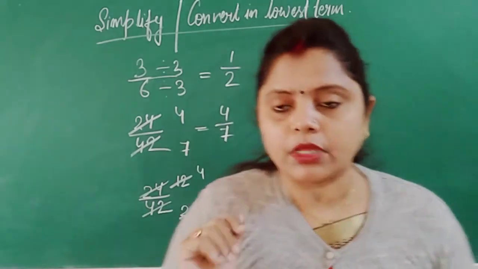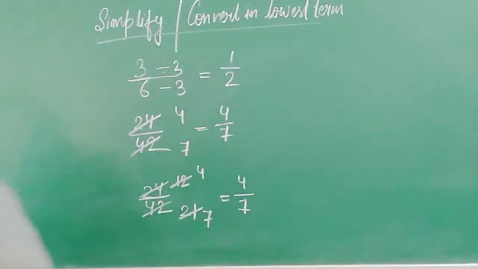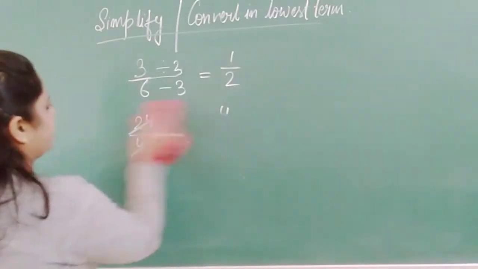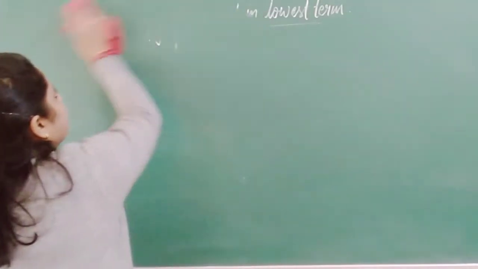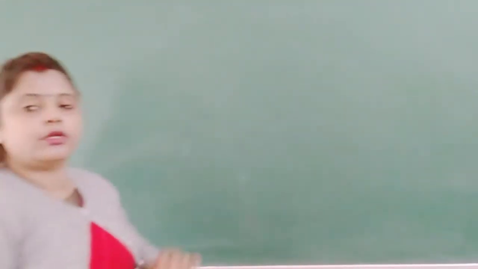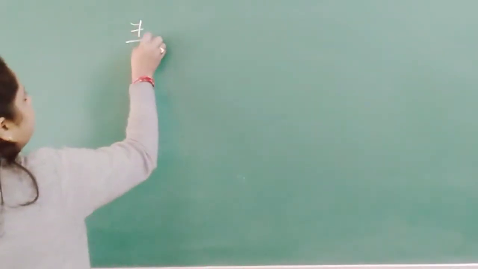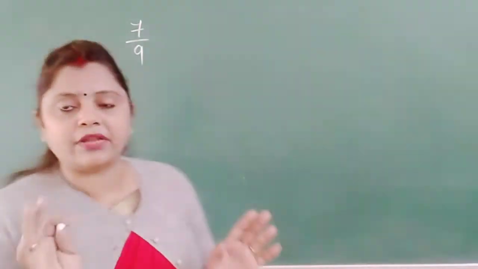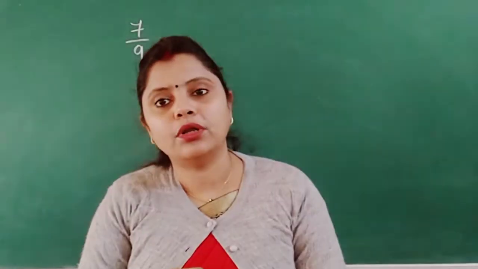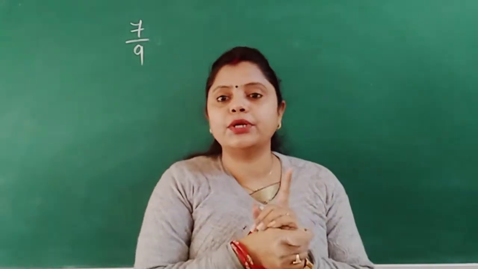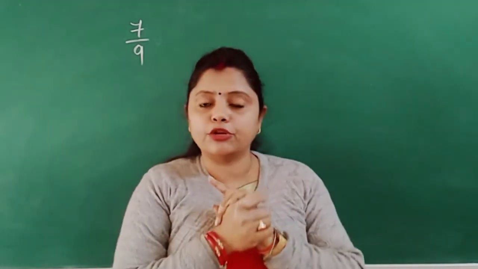This is one thing. Now suppose the question changes. Suppose you are given a proper fraction, and after that you are told to show it in a particular form of numerator or denominator. For example, suppose the question is 7 by 9. This fraction is given, and it says to represent the given fraction and show its equivalent where the numerator will be 21.